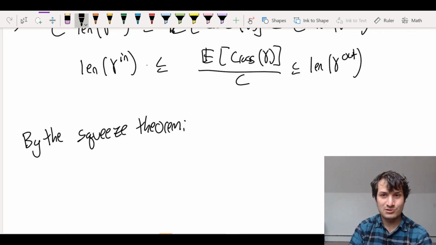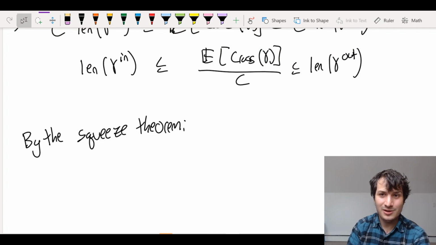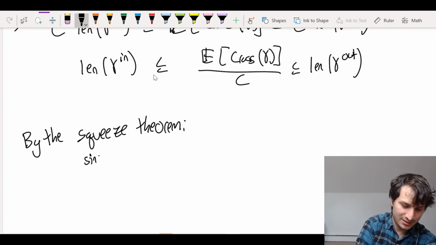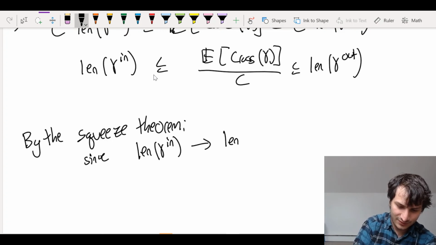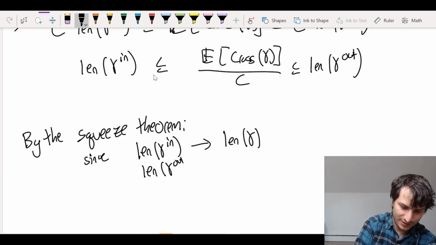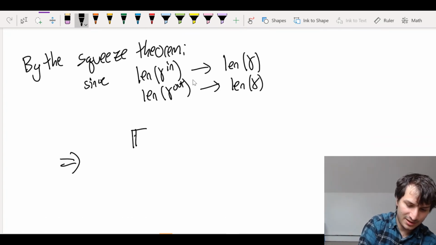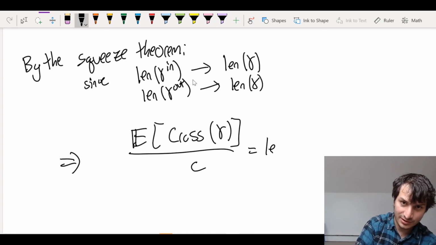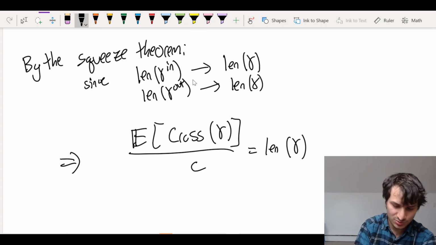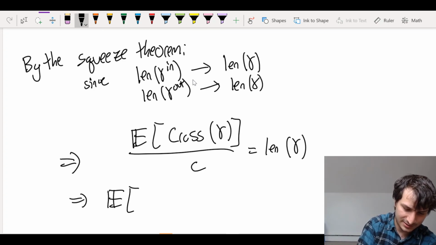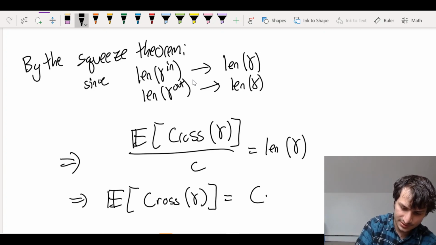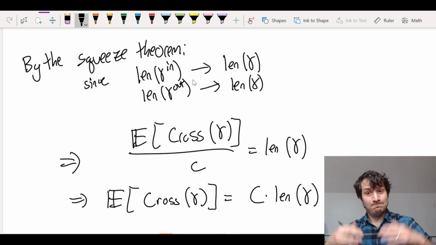if you're a sup and inf kind of person, you can do that as well. But by the squeeze theorem, the length of gamma in can converge to the length of gamma, and the length of gamma out can converge to the length of gamma. Therefore, the expected number of crossings of gamma divided by c is equal to the length of gamma. And then you just rearrange to get the final equation. So the expected number of crossings is equal to c times the length of gamma. That was what we wanted to show.